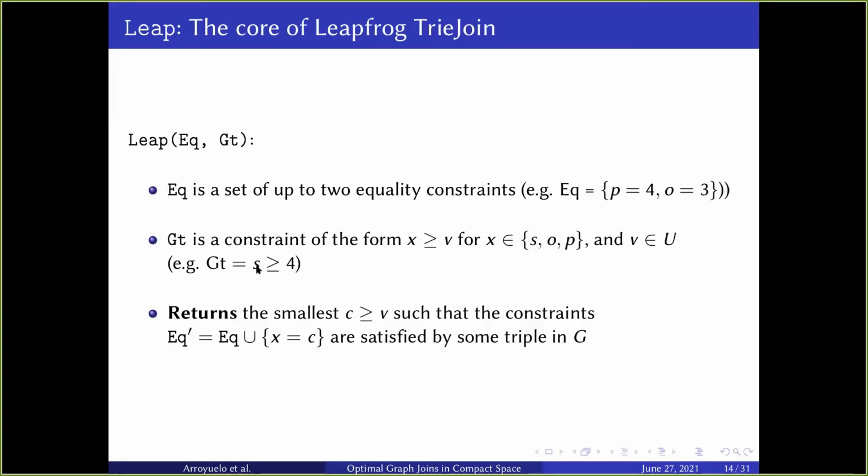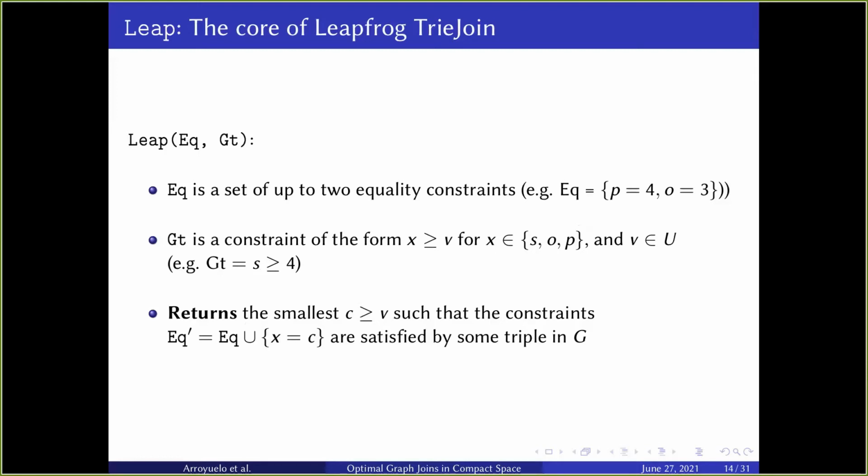For instance, the subject is at least 4. And this operation must return the smallest value c, such that when you add x equals c to the equality constraints, for instance, let's say this c is 5, when you add s equals 5 to the set of constraints that you already had, then there is at least some triple in the graph that matches the new set of constraints.